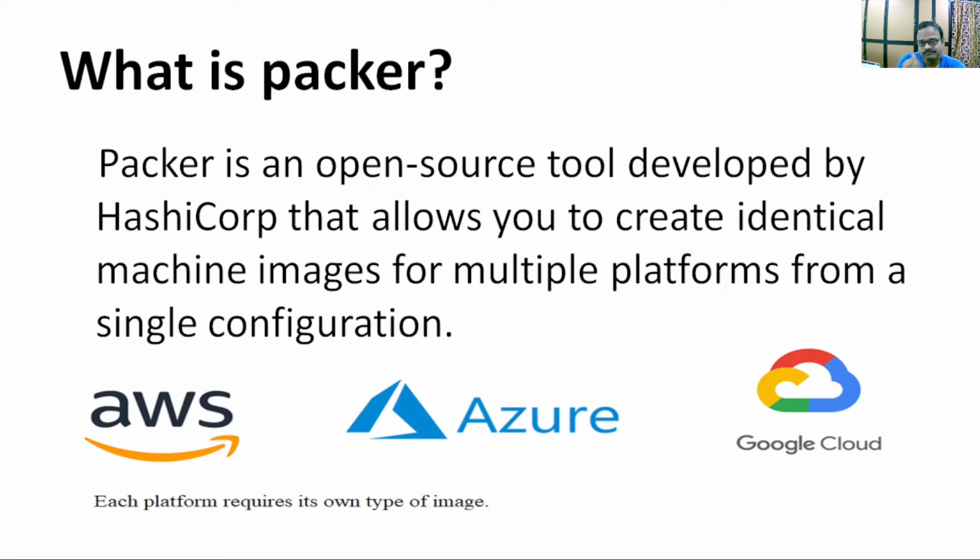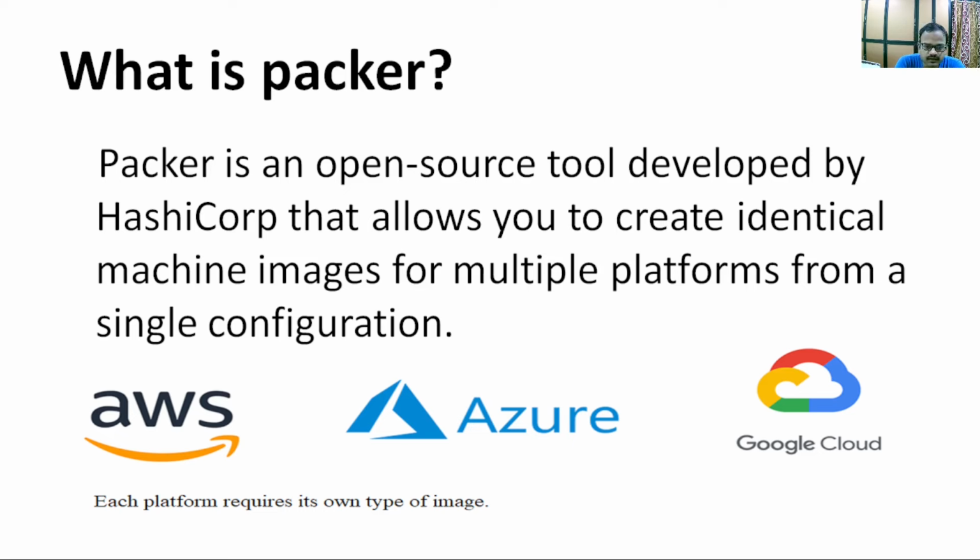Let's start. What is Packer? Well, Packer is an open source tool developed by HashiCorp in order to create an identical machine image for multiple cloud platforms using a single configuration. We all know that we have multiple cloud providers such as AWS, Azure, GCP, Alibaba Cloud, VMware, Linode, DigitalOcean. So many providers are there. Some are on-prem, some are cloud providers. And each platform requires its own type of image.